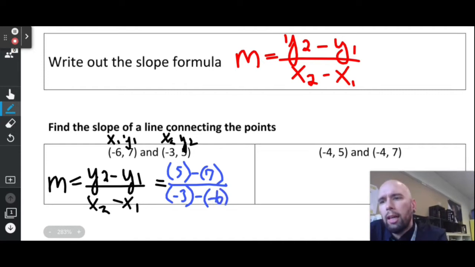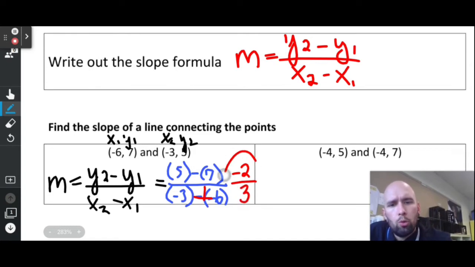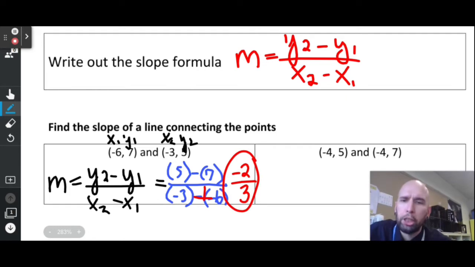Ooh, I see a double negative. Let's make that a positive. So I have 5 minus 7, which is negative 2. I have negative 3 plus 6, which is 3, and I get negative 2 over 3. Nice. Nice. Let's move my face over.